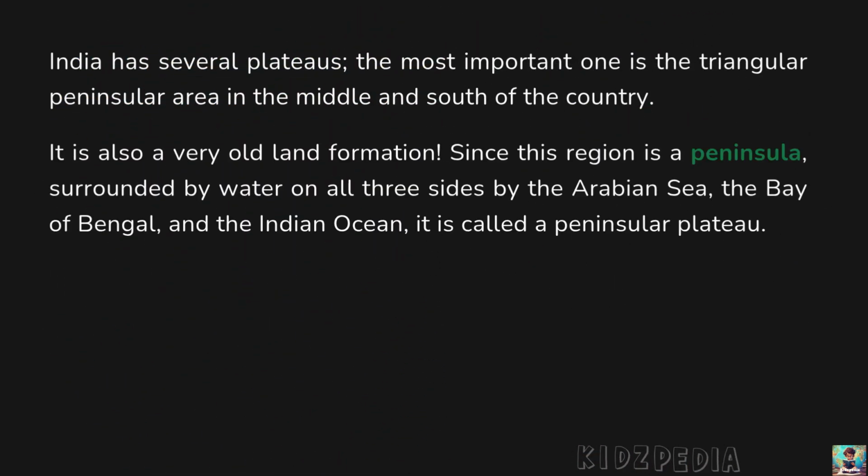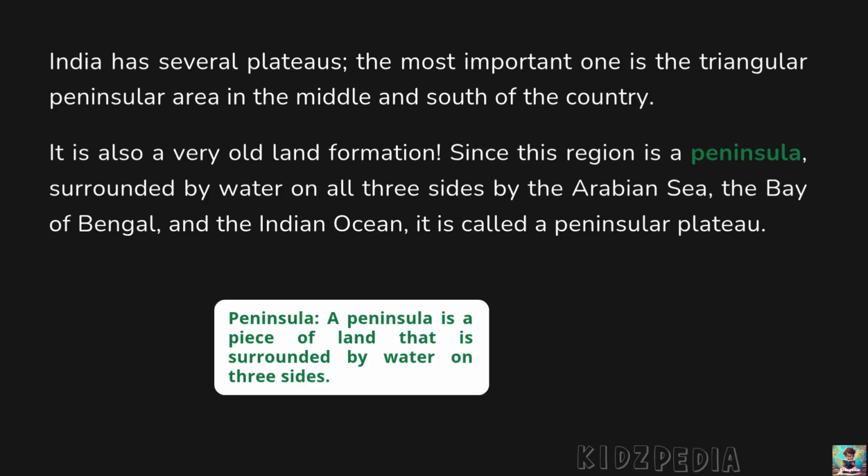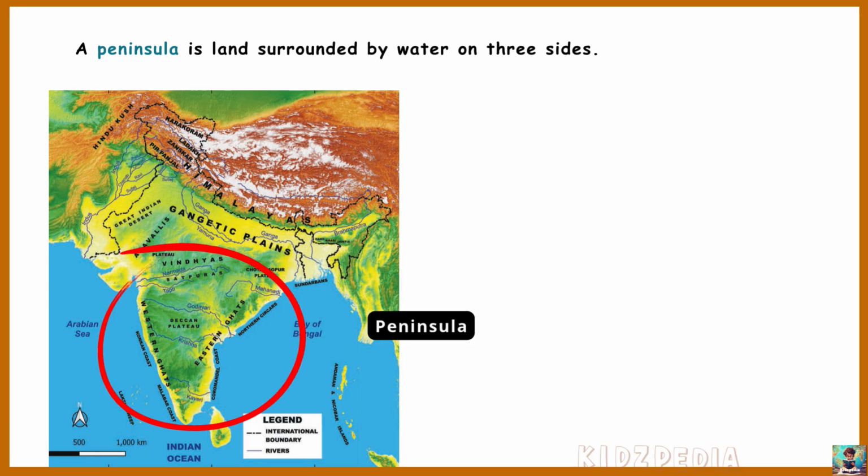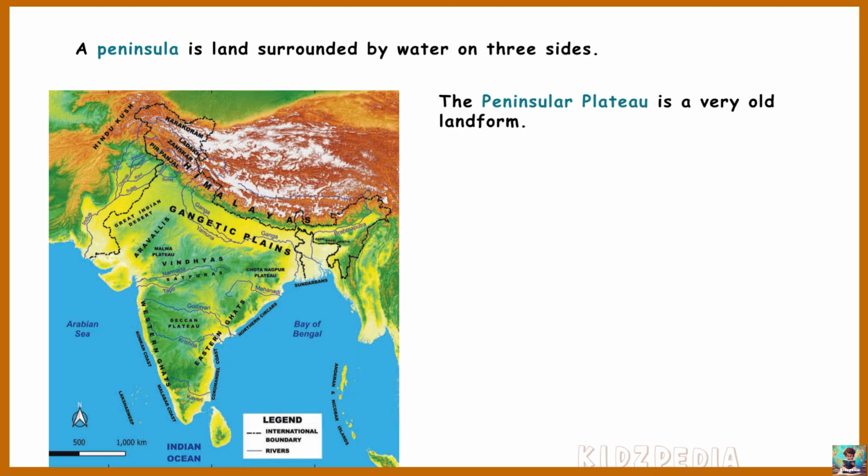It is also a very old land formation since this region is a peninsula surrounded by water on all three sides by the Arabian Sea, the Bay of Bengal and the Indian Ocean. It is called a peninsular plateau. A peninsula is a piece of land that is surrounded by water on three sides. So remember, a peninsula means a piece of land that has water on three sides. And the main plateau in India is the triangular peninsular plateau.